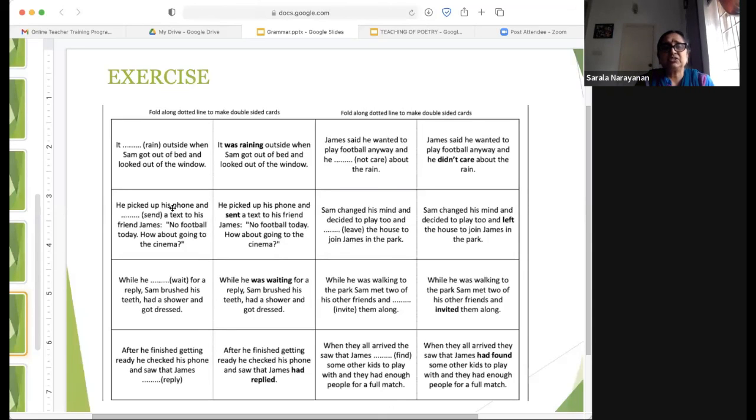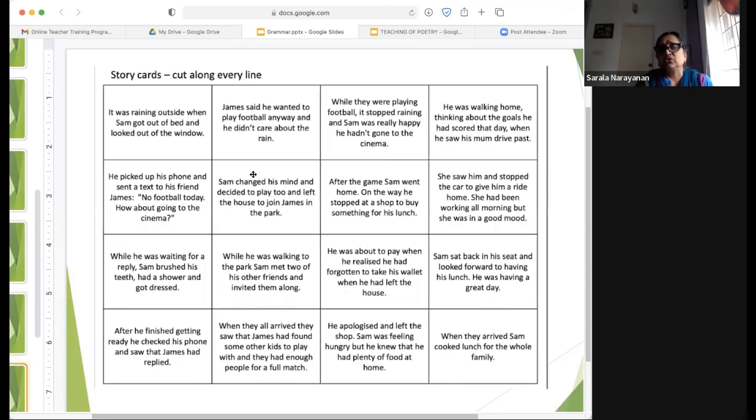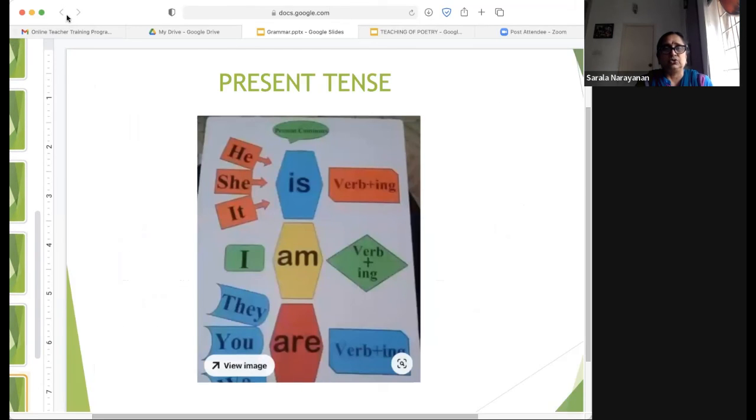See the first one, if you fold it in: it was raining outside when Sam got out of the bed and looked out of the window. Here I have jumbled up all the tenses. I don't want to show you now because it is all combined together.